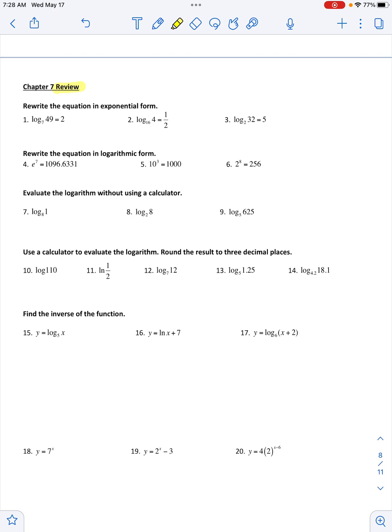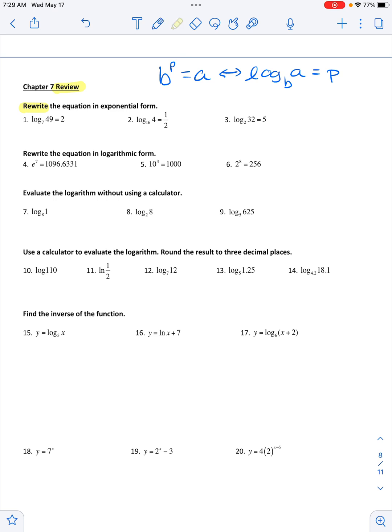So I keep saying this, and you've got to pay attention to these verbs, like know what it means to rewrite. The key to most of what we're learning is remembering that when you have base to a power equals an answer, it's the same statement as log base b of that answer equals the power. Going back and forth between those two is probably the biggest thing you need to know in order to be successful. So here I'm simply rewriting it.